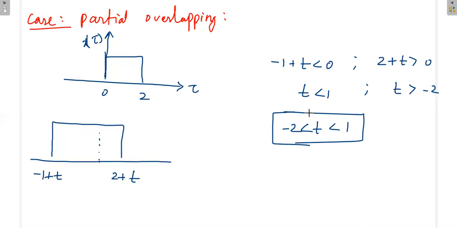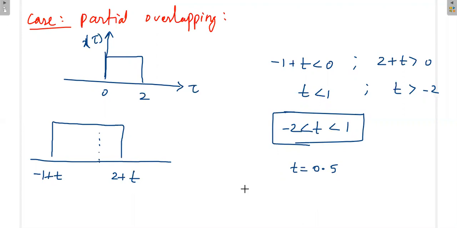Again, just verify whether, if you put some number in between, you are really getting partial overlapping. You may not get it. That's why I'm telling you. For example, without putting the extreme values, suppose I choose a value like 0.5. Since 0.5 is between minus 2 and 1, I can choose t as 0.5.